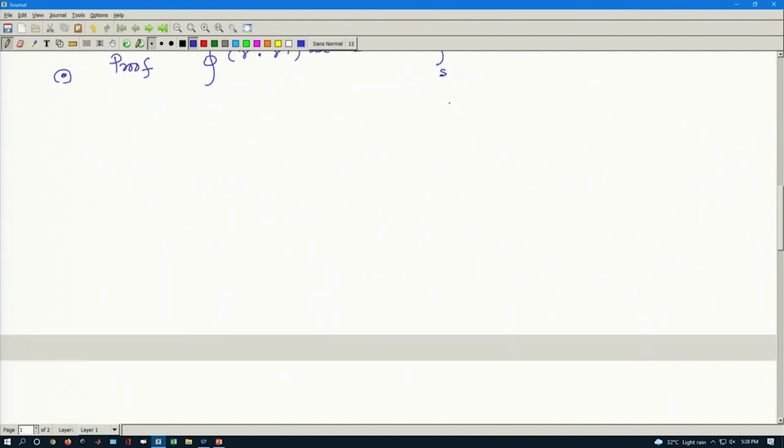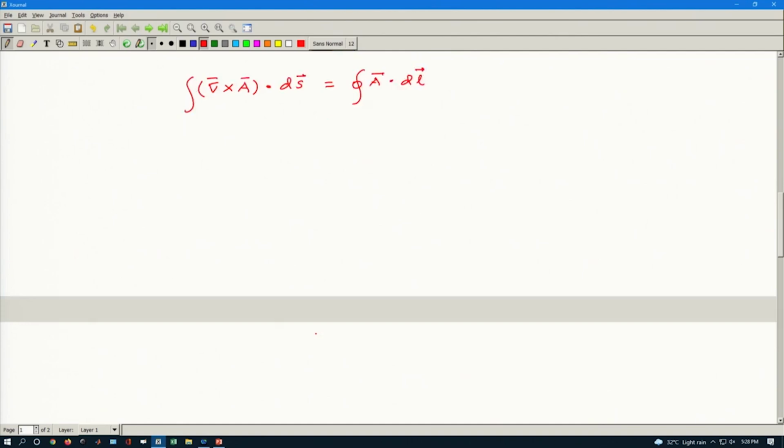And let us start with the Stokes theorem. Stokes theorem is saying that the curl of a vector field A over the surface is simply the closed line integral of A over this. This is the Stokes theorem.